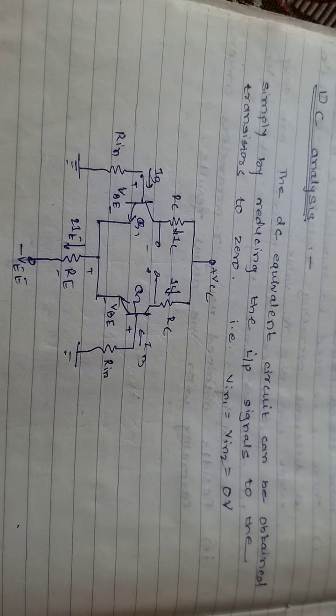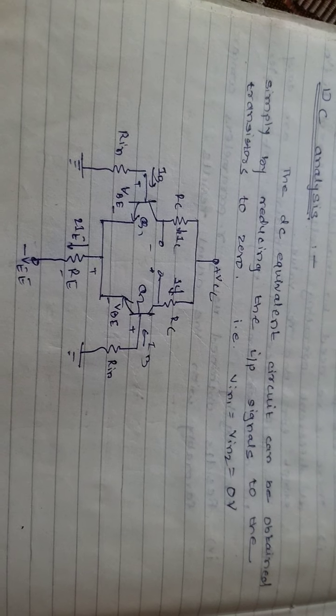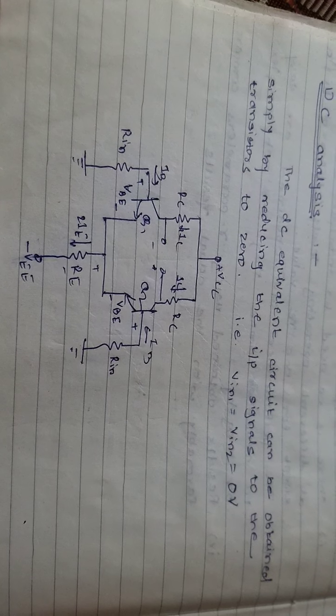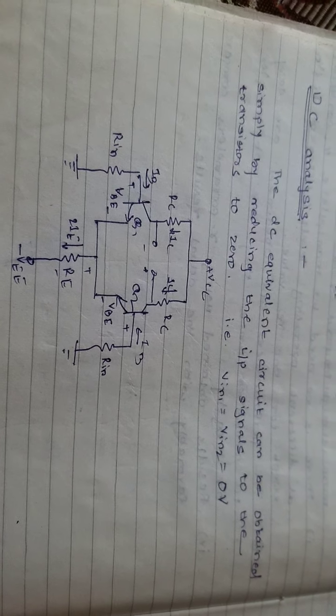Whenever we do the analysis, we first apply KVL to the base-emitter loop of transistor Q1. Therefore, our equation will become: the sign of this Rin resistance is plus, so during KVL we consider it negative, minus Rin1 multiplied by IB1 minus VBE minus RE into twice of IE plus VEE is equal to 0.